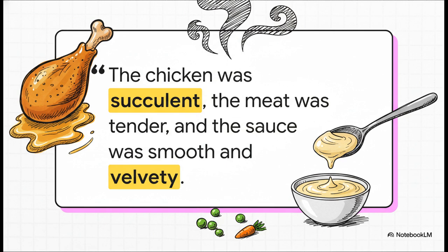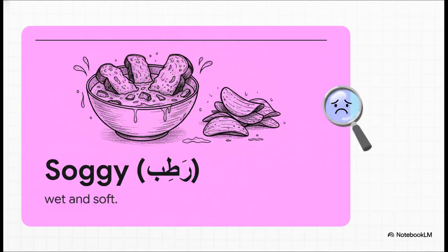Now, let's switch gears and look at some words for when the food isn't quite so good. Our first negative word is soggy. Ugh, nobody likes soggy food. It means something is unpleasantly wet and soft, like cereal that's been in milk too long or French fries that have lost all their crunch.